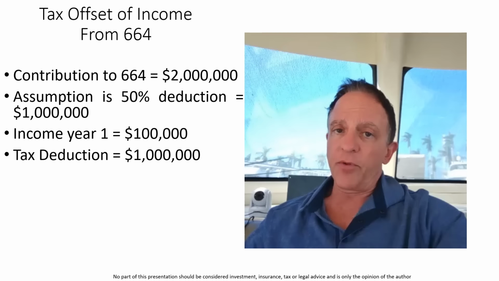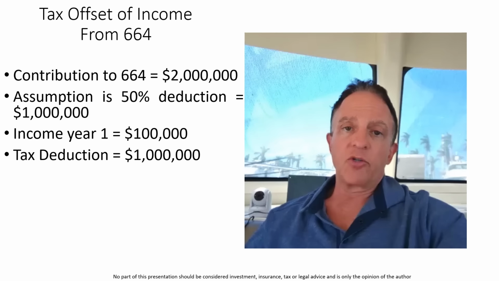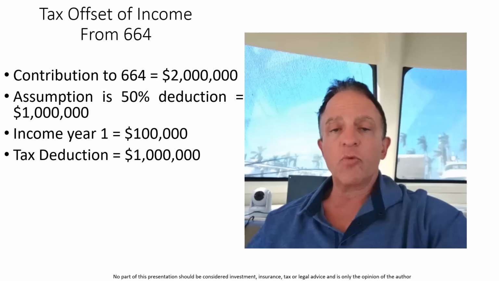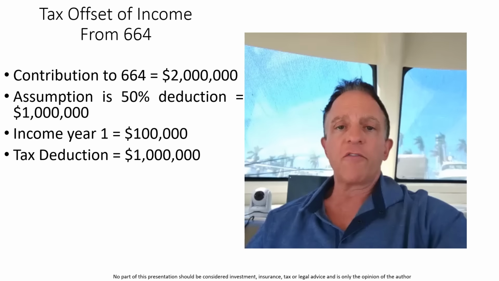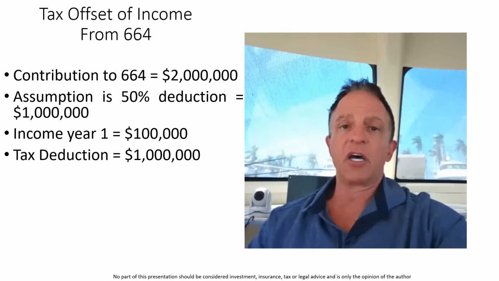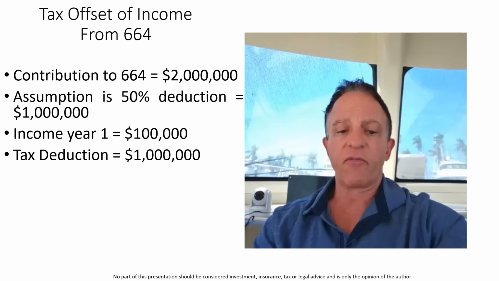Again, a couple things. One is it matters your age, or if you're married, joint ages. Number two is it matters what the current interest rate environment looks like. Those are factors that go into the percent that you can deduct when you contribute to the 664.